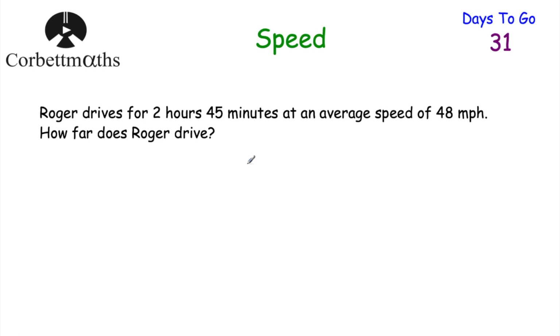So to find out how far he drives, we just need to find the distance. Distance is equal to speed multiplied by time. We just need to multiply 48 by how long he drives for in hours. So we're going to do the speed, which is 48, multiplied by the time. Now we want it to be in hours, so it's 2 hours and 45 minutes. 45 minutes is 3/4 of an hour. Remember, 3/4 is 0.75, so that'll be 2.75 hours.